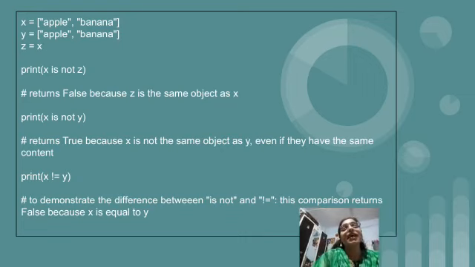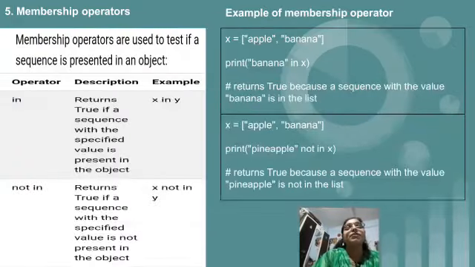And again they have given not equal to also, x not equal to y. So is not and not equal to, we have tried to demonstrate in the program. The comparison x not equal to y will return the answer as false, because x equal to y, both have the same content. So this is the identity operator.